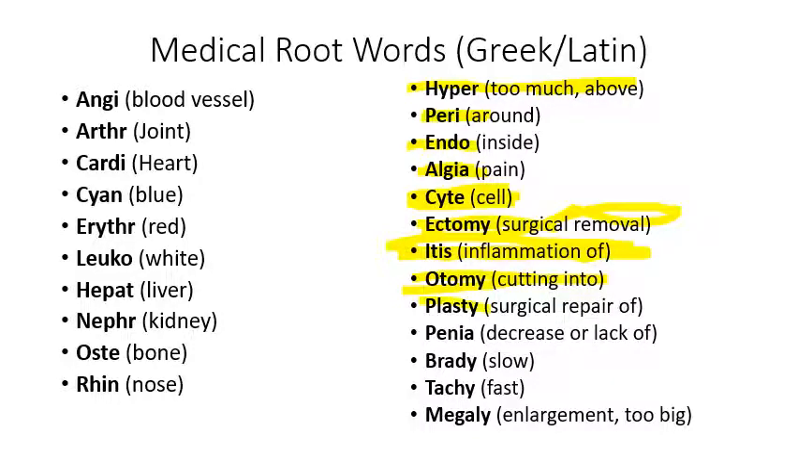The word plasty means surgical repair of something. Plasty means surgical repair. The word penia means decrease or lack of something. The word Brady means slow or too slow. The word tacky means fast or too fast. And the word megaly means big or enlarged or too big.